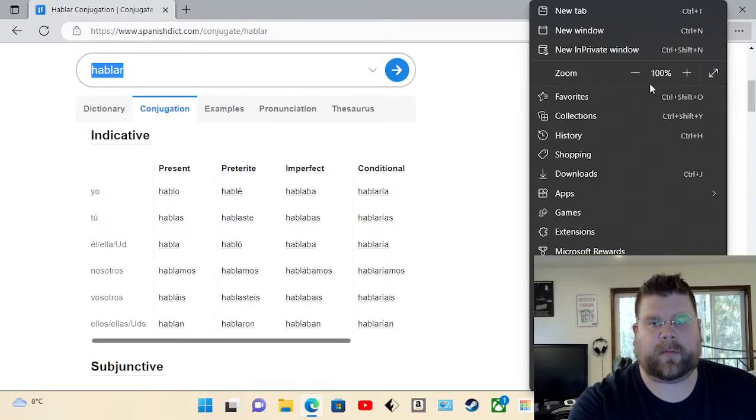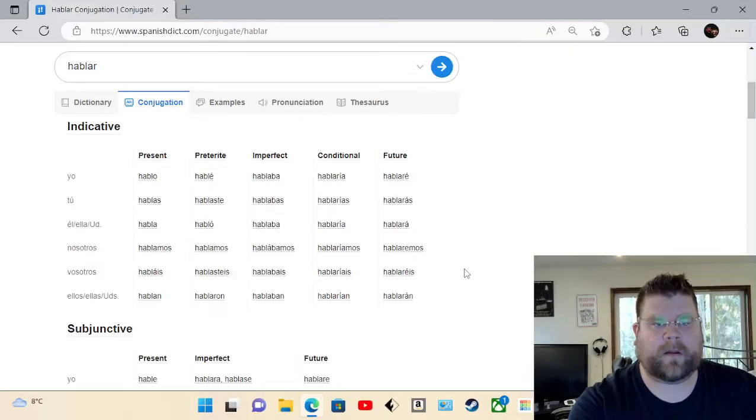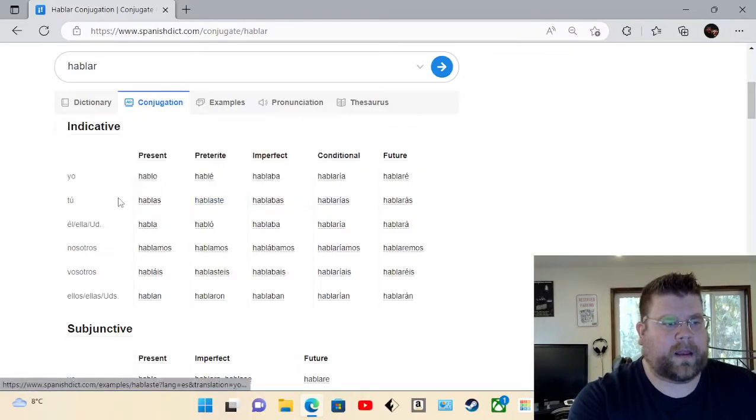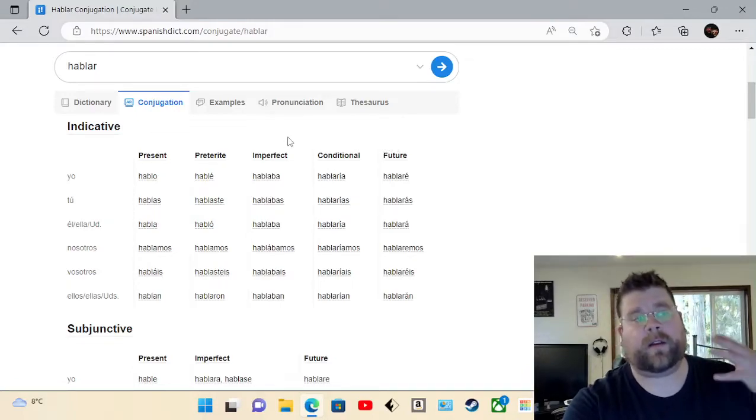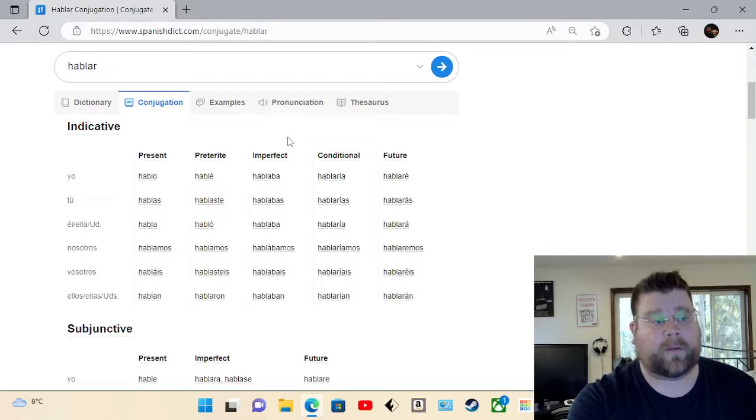Let's see if I'm zoomed in a little bit too much, maybe. Zoom out a bit. Yeah. Well, in the indicative chart, there's a present, preterite, imperfect. These are both past tenses. Conditional and future tense. These are all different conjugations of the indicative mood of any verb.